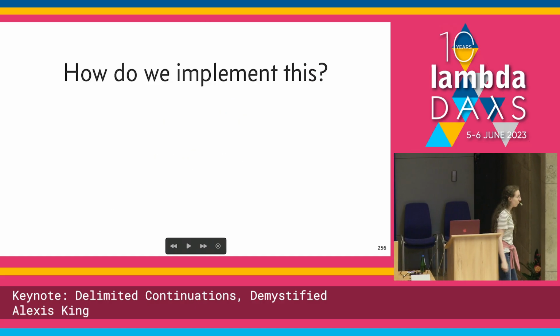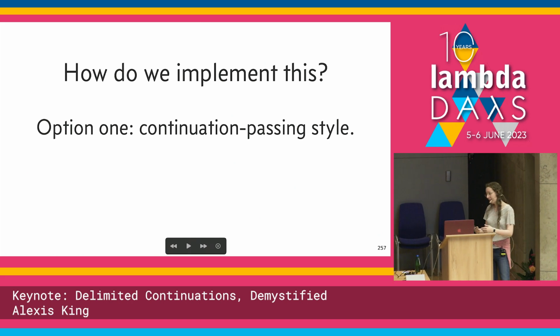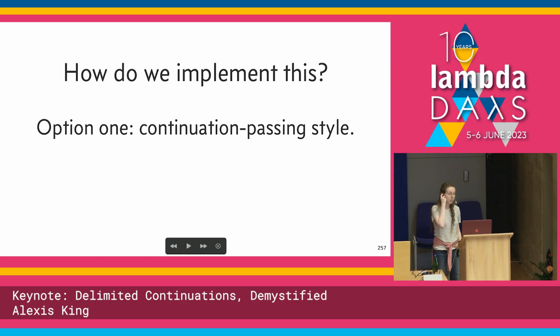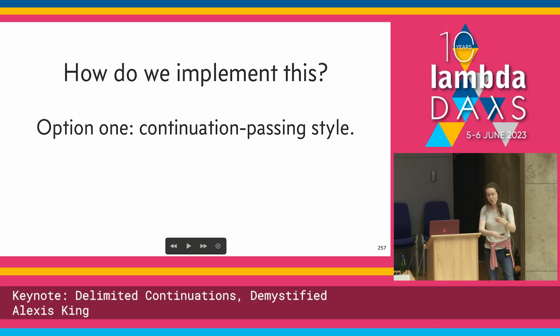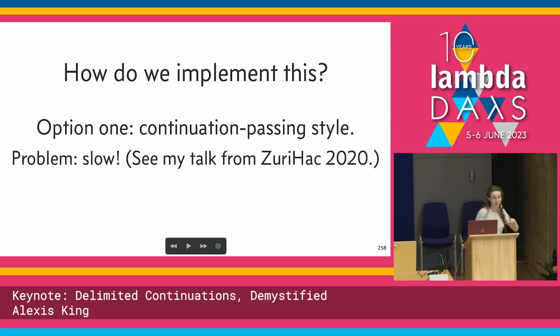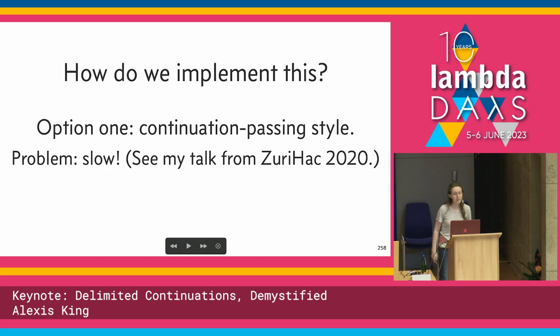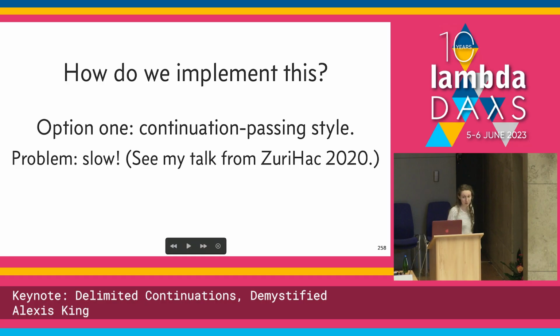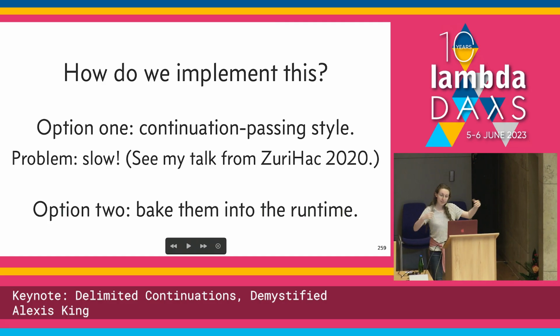So how do we implement this? One option would be to use continuation passing style. And this is all right. This is something that Haskell programmers have done in the past. You have some monad that basically just threads the continuation through everything. And this works OK, but it is slow. And if you're interested in why it's slow, I gave a talk about that 3 years ago in the context of Haskell, so I'm not going to talk about it today. But it does have significant performance overhead. So the second option is to bake them into the runtime in some magical way that makes them fast. And it may not be obvious what this is.